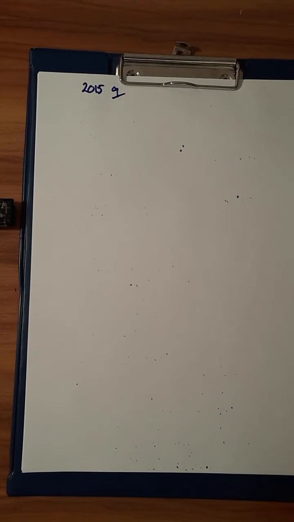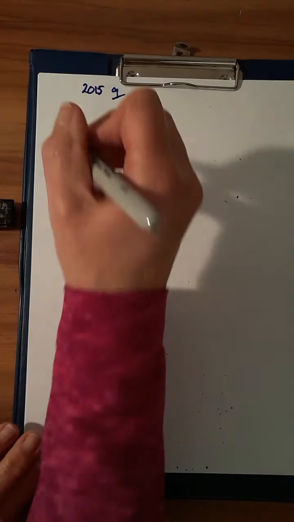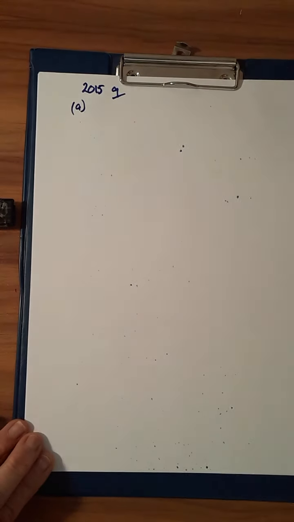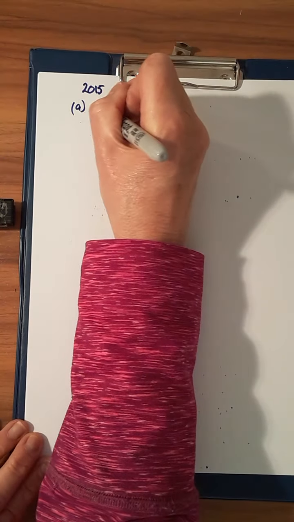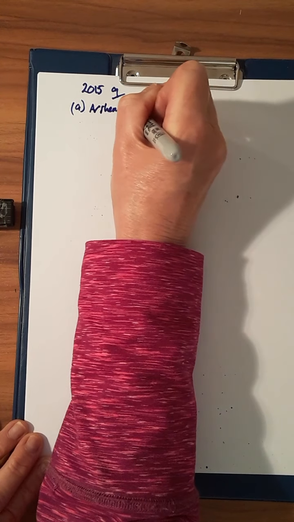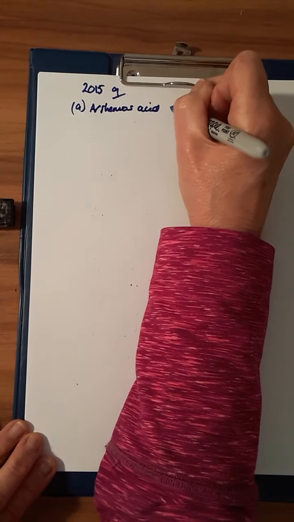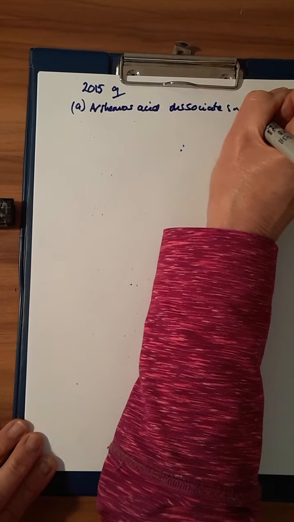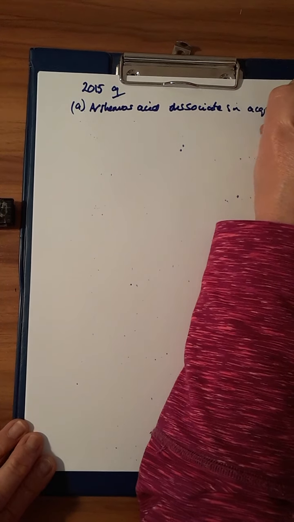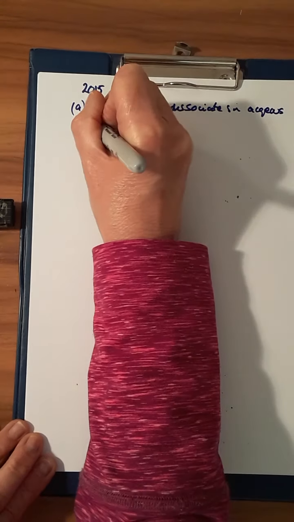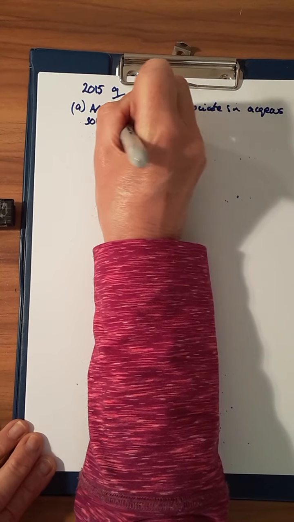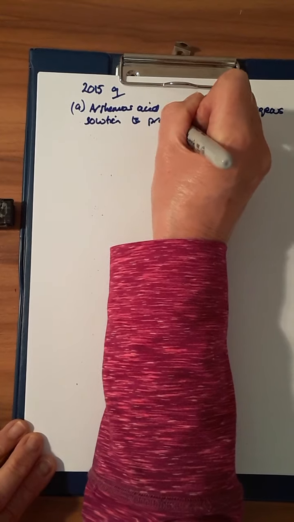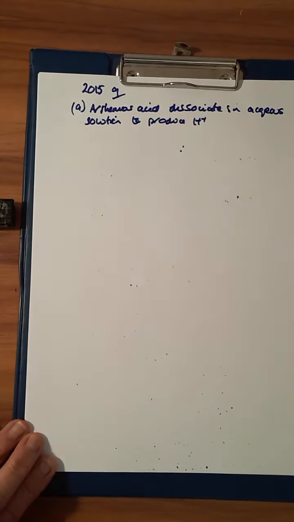2015 question 9. Part A says, define an acid according to Arrhenius. Okay, so an Arrhenius acid is one that dissociates in aqueous solution to produce H+ ions. That's my definition for an Arrhenius acid.